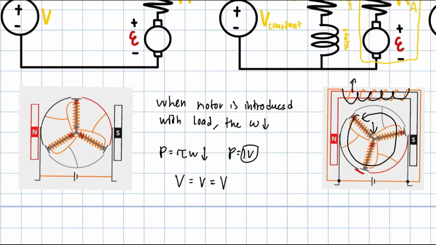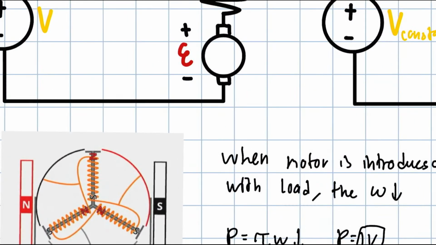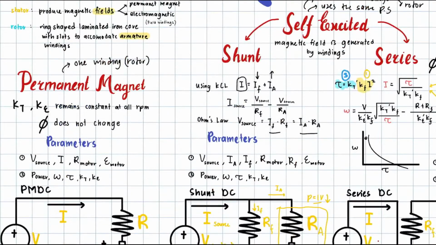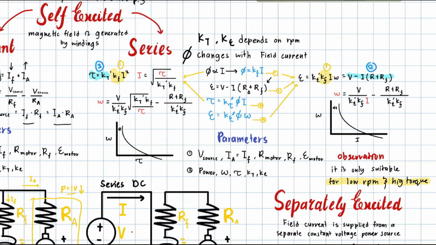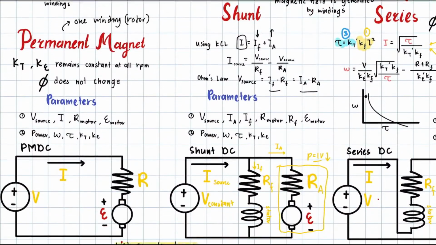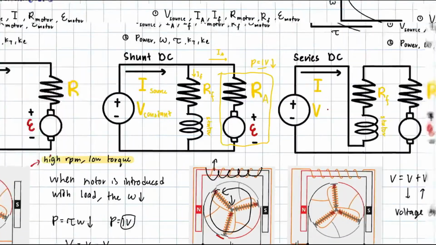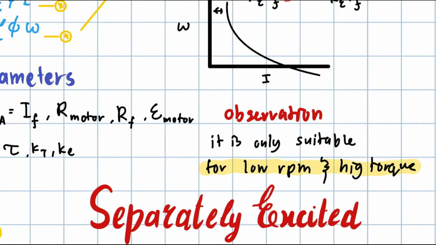But for permanent magnets, you can use it for high RPM, low torque. That is the essential difference between the practical case of the permanent magnets and the series magnet, the series DC motor. This permanent magnet DC motor: high RPM, low torque. Here: low RPM, high torque.